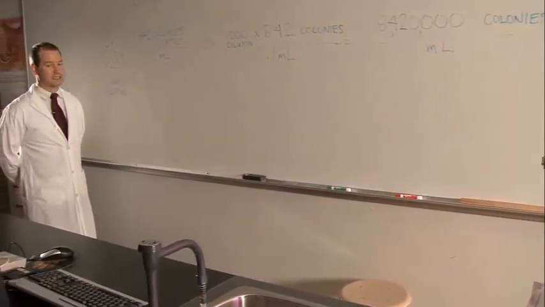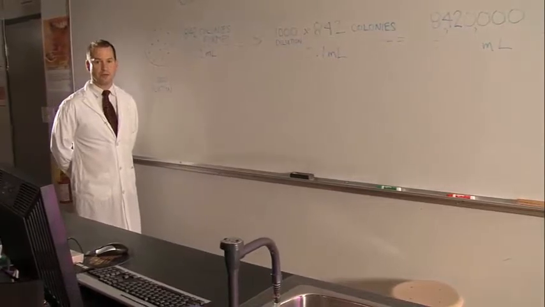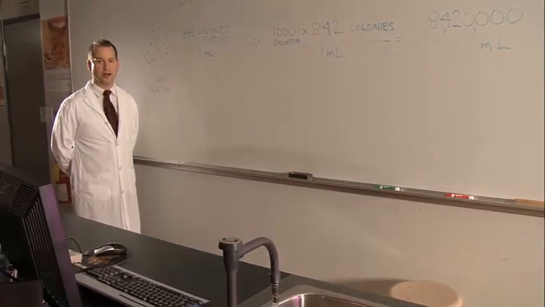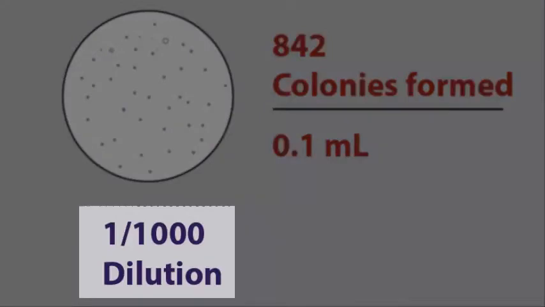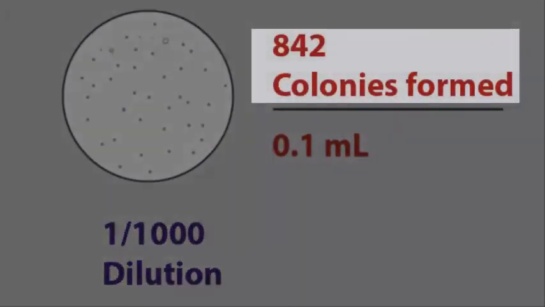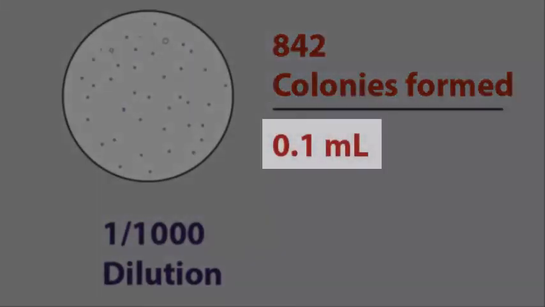The last step in the process is to calculate how many viable bacteria were in that initial unpasteurized sample of milk. As you recall, where I was able to identify individual colonies was in the 1 in 1,000 dilution of plated bacteria, where I counted 842 colonies. I had plated 0.1 of a milliliter.